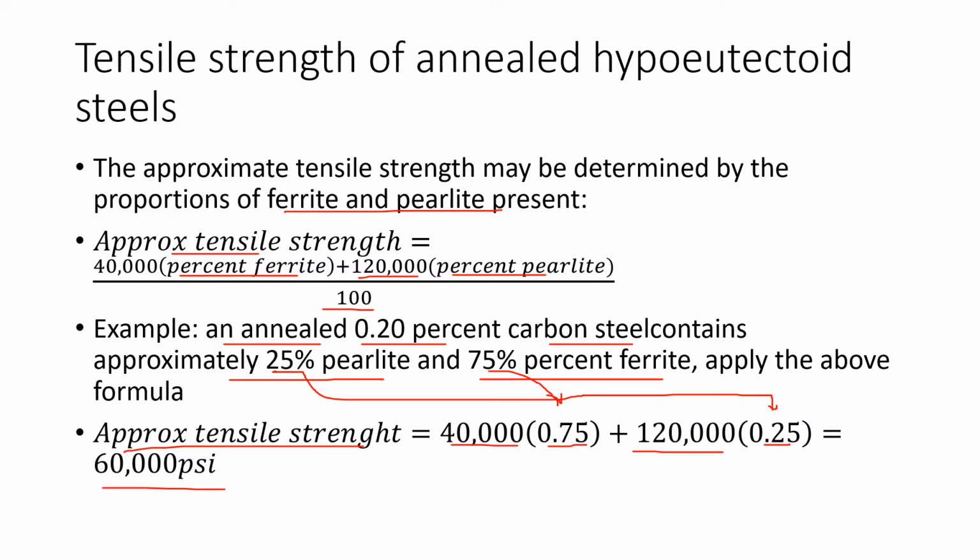Here we want to mention that the same idea cannot be applied to hypereutectoid steels. This is for hypoeutectoid steels, because in hypereutectoid steels the strength is determined by the cementite network, which forms the continuous phase. The presence of the brittle network results in a drop in tensile strength.